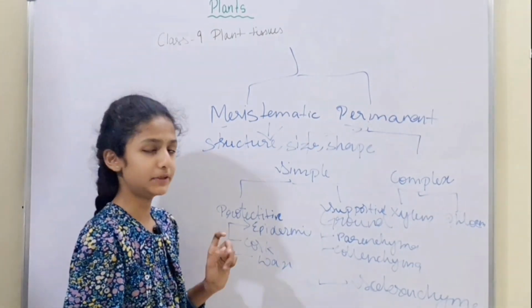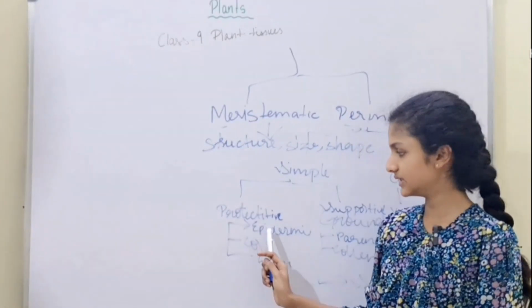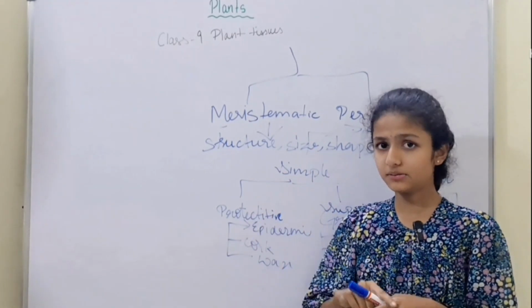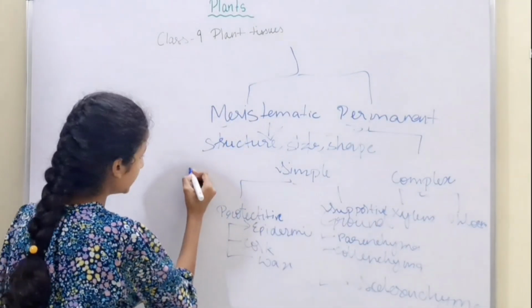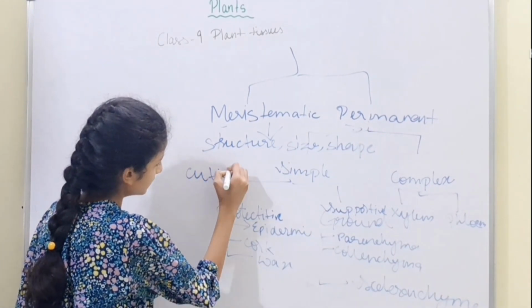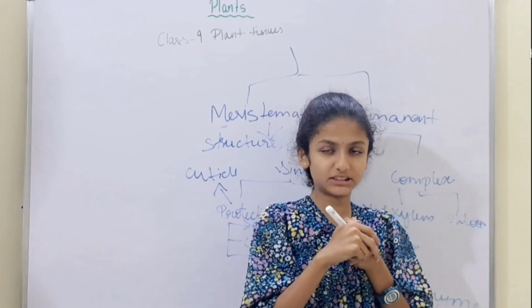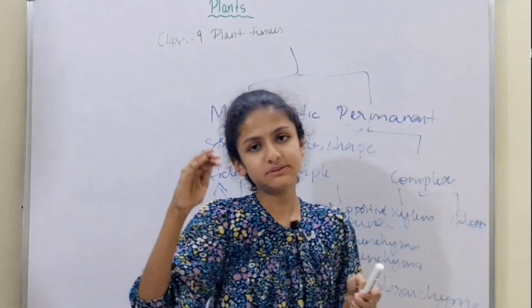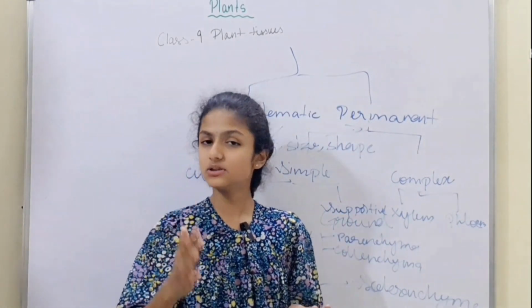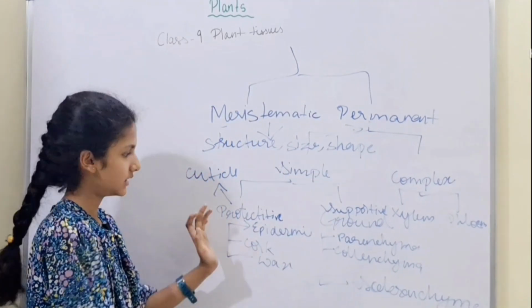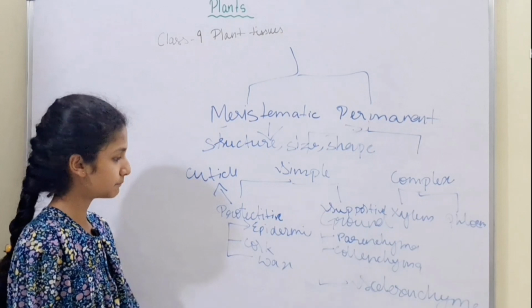In protective tissue, we have epidermis. This epidermis is the major covering of a plant. Epidermis has a cuticle. This cuticle in the epidermis is like a tissue which covers the stomata, hence respiration gets reduced. It reduces the loss of water from the leaf. The cuticle in the epidermis is an outer protective covering.